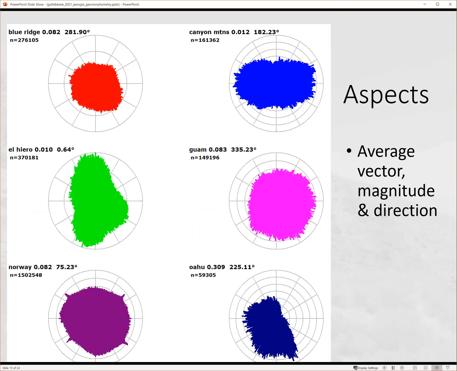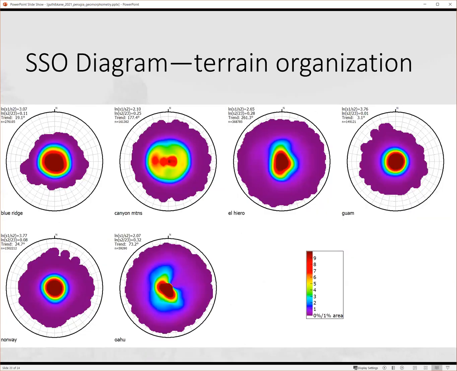So everything is looking down toward the west, so it's got a very different average vector. But I don't think Guam is significantly different compared to the other ones. So I don't know why Guam is different by aspect. I also did the statistical slope orientation diagram, which is a combination of aspect and slope. And Guam is in the upper right, and it doesn't look that much different from some of the other ones.